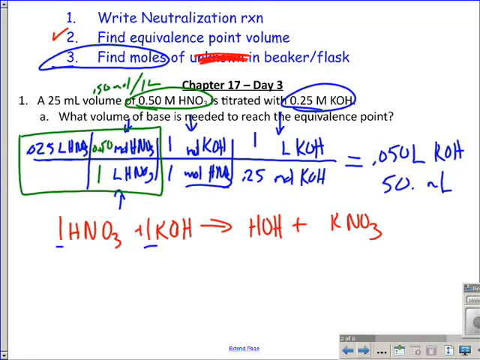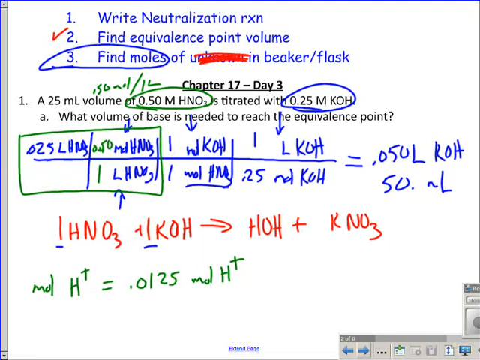So the other thing that would be useful to know is how many moles of HNO3, which in this particular case is going to give me my H plus. So if I take 0.025 times 0.5, I should get 0.0125. So another useful thing to know at the beginning of this problem is I have 0.0125 moles of H plus.